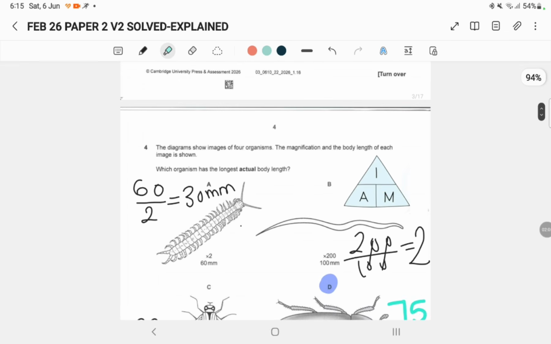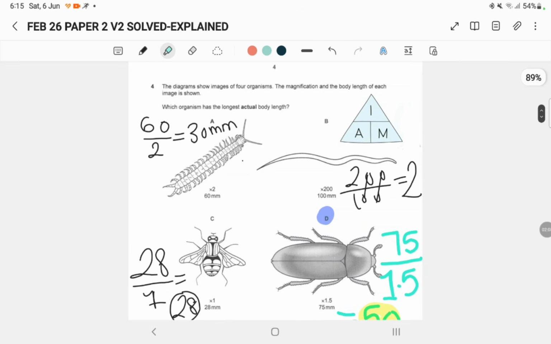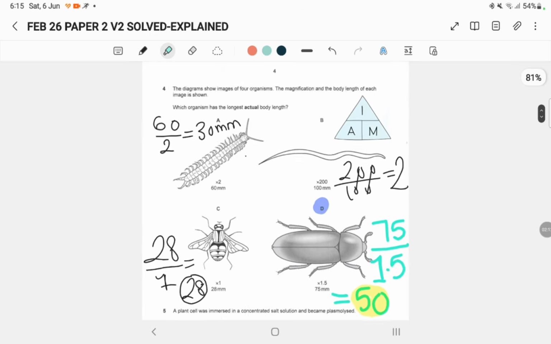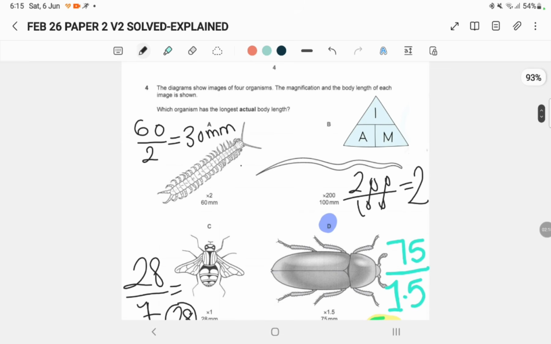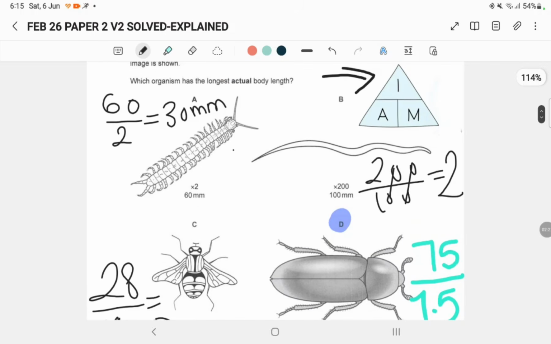Question number 4. The diagram shows images of 4 organisms. The magnification and body length of each image is shown. Which organism has the longest actual body length? In order to find this, you need to use the formula of magnification: actual length A is equal to image length divided by the magnification. In this question, this insect has 60 millimeters of image length, and you need to find the actual length.